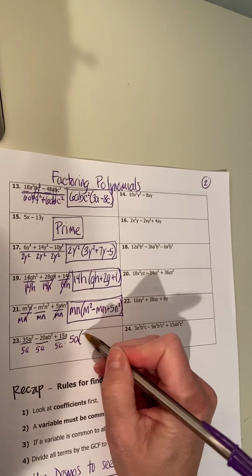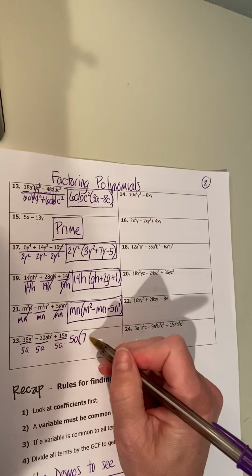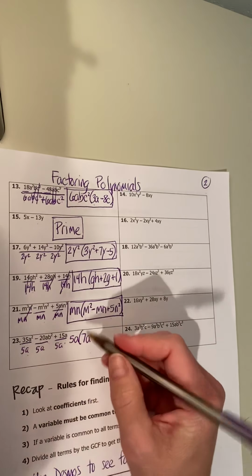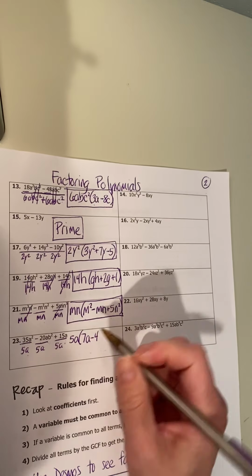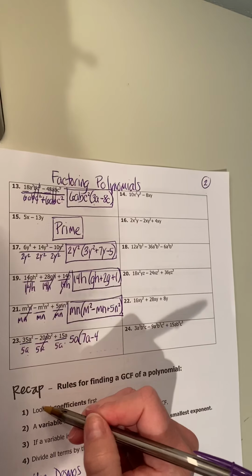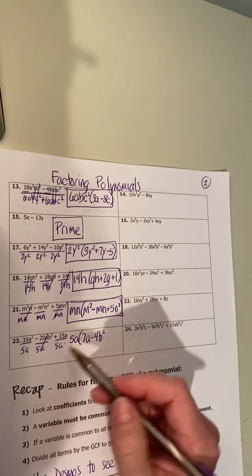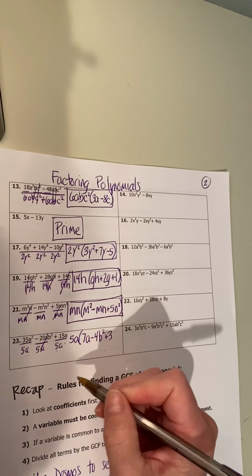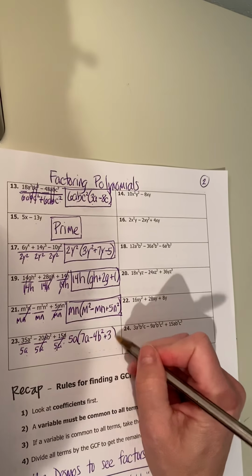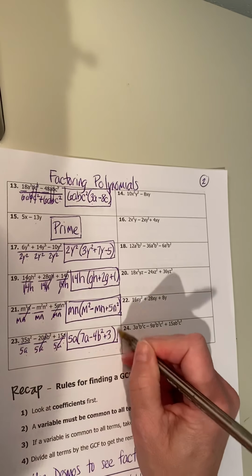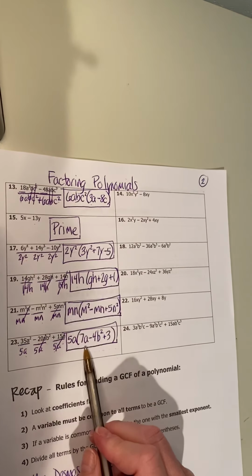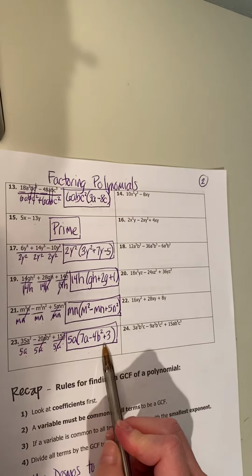35 divided by 5 is 7. A squared divided by a is a. Negative 20 divided by 5 is negative 4. The a's cancel, and I'm left with b squared. 15 divided by 5 is positive 3. And then those a's completely cancel. So that's it. So it's 5a times 7a minus 4b squared plus 3.